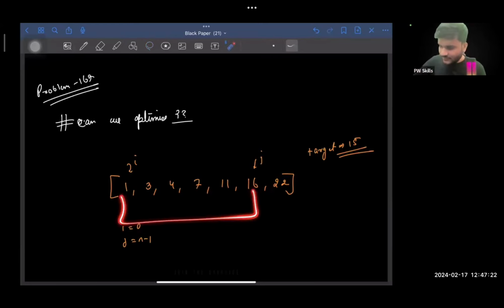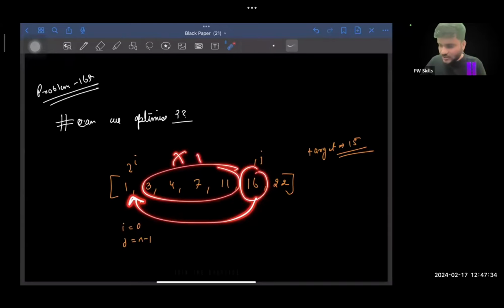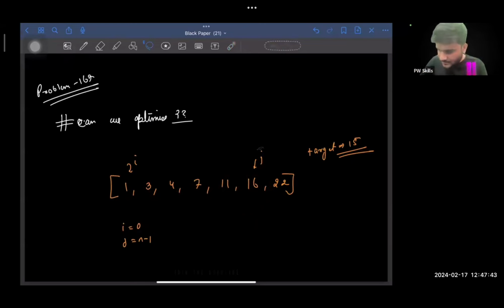Okay. 16 plus 1, 17. It is greater than 15. Again, we need to reduce the sum. Why? Because if 16 is not compatible with 1, 16 is not compatible with anything else also. Because 16 plus 3 is also greater than 15. 16 plus 4, 16 plus 7, 16 plus 11, everything is greater than 15. I do j minus minus.